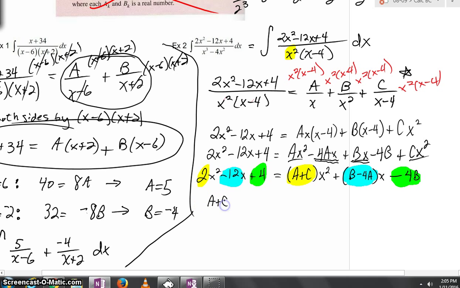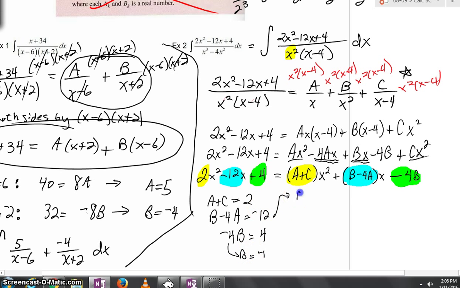But what this means is a plus c would have to equal 2. That b minus 4a would have to equal negative 12. And then very nicely, negative 4b would equal, plain and simply, just a 4. So this other method, it's important to see it. Solving this very last equation, you'd get b equals negative 1.